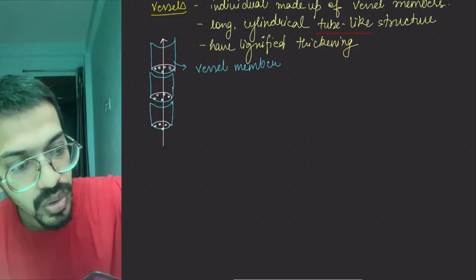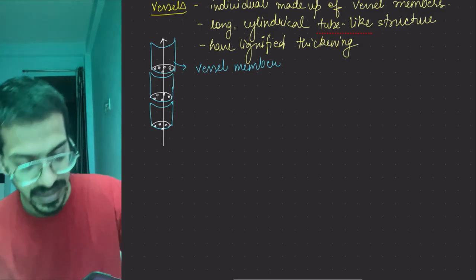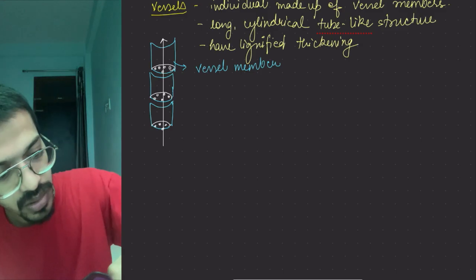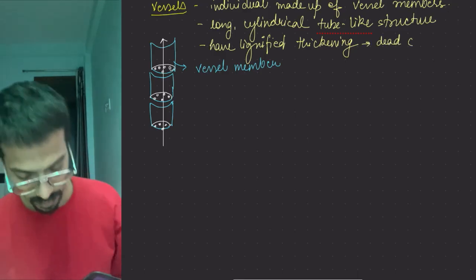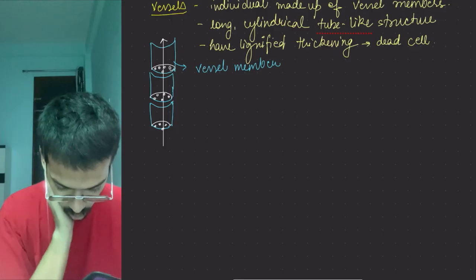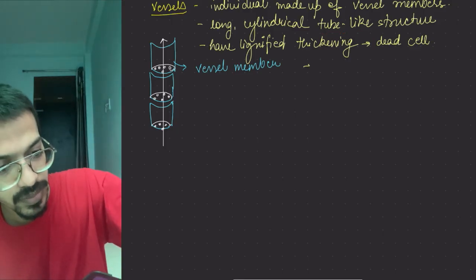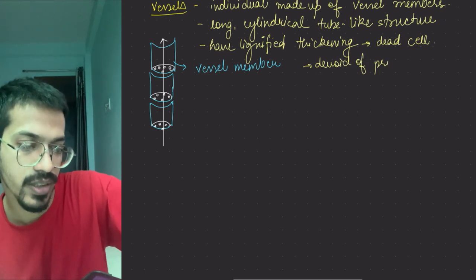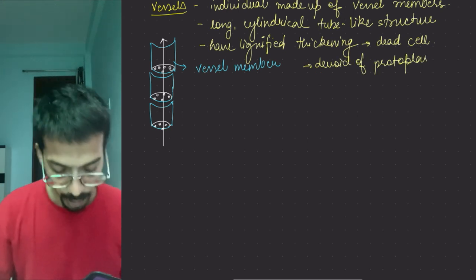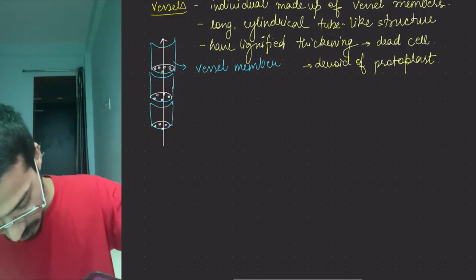Okay. So the next thing is that they are also what? Dead cells. Okay. So that's why they are what? Dead cells. Okay. Next to this is what? And devoid of protoplasm. If they are dead, there won't be any protoplasm present. So devoid of protoplast.